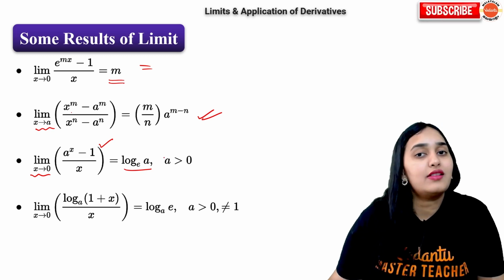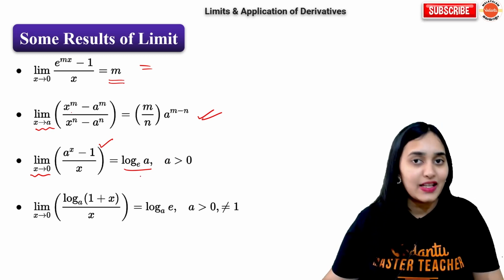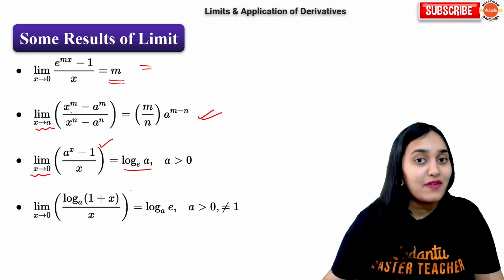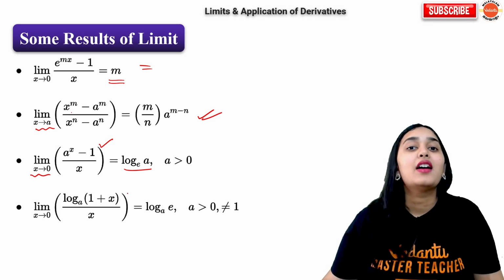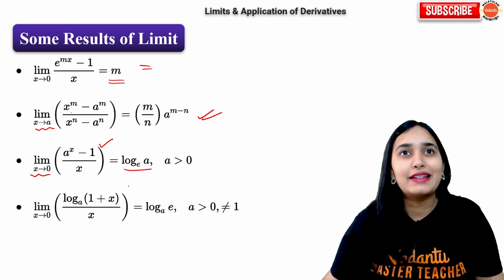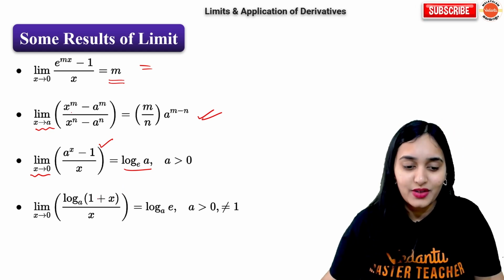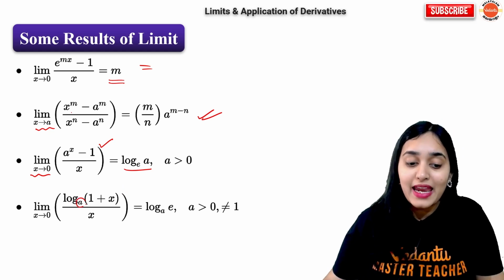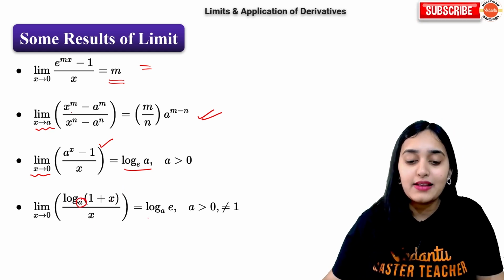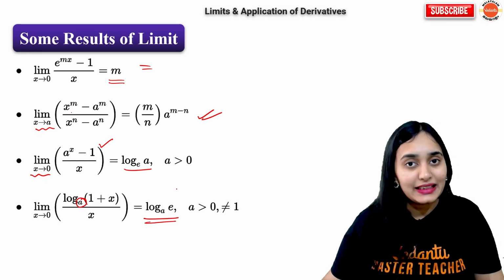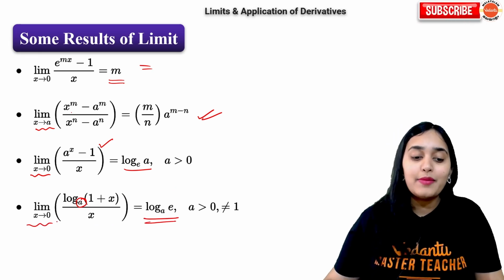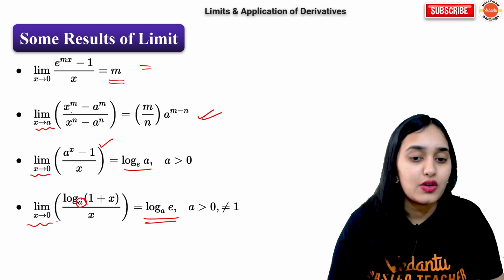Of course, it's not a subjective question, it's an objective question paper. So you have to use the direct formulas and remember them. No need to do differentiation, then find out the answer and all of that. Next, log base a of 1 plus x upon x is log base a e, when the limit is approaching 0.